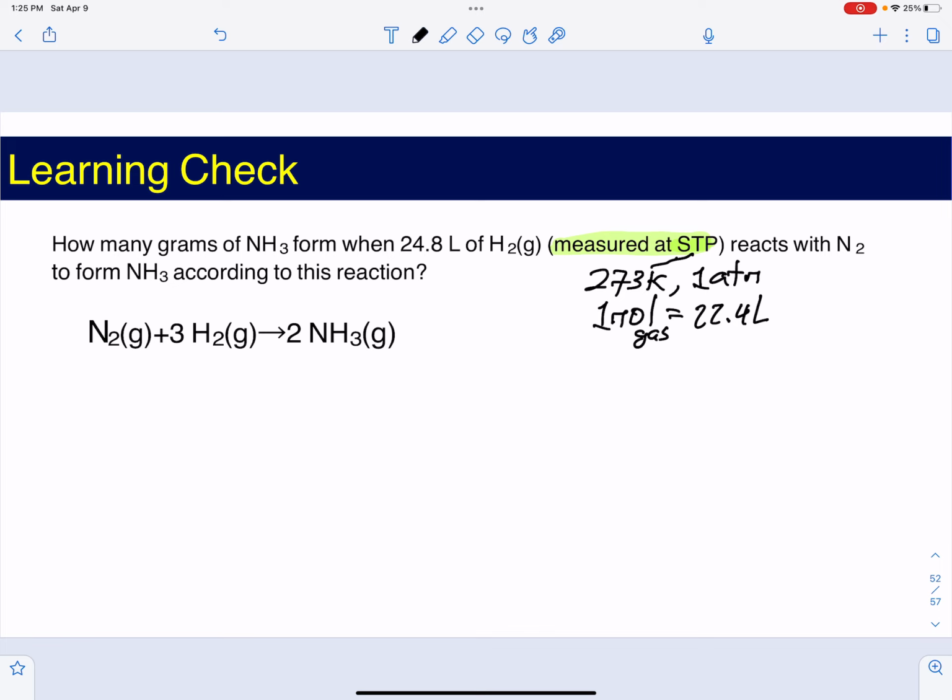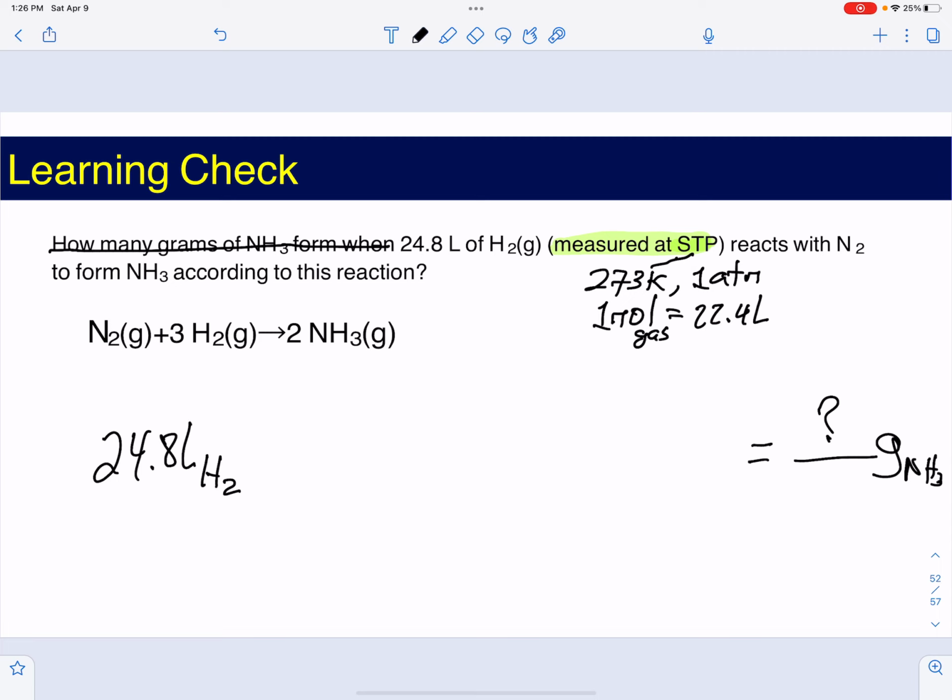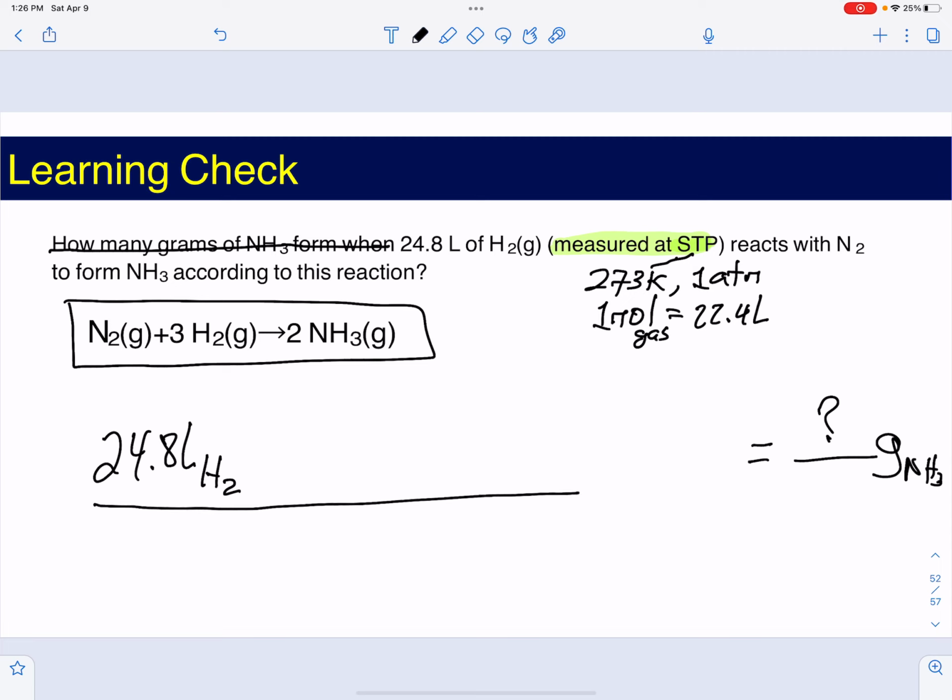So the question is asking how many grams of ammonia, so that's what we're looking for, grams of ammonia, that's our target. How many grams of ammonia form when you have 28 liters of hydrogen gas? And here's our balanced equation with our mole-to-mole ratio. So from hydrogen gas, we need to find ammonia.